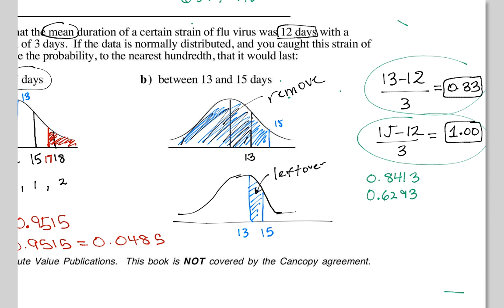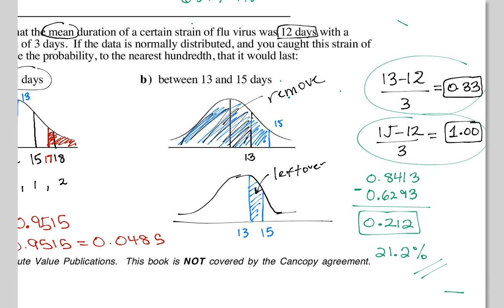I put the big one on top and subtract. Say that again for me. 0.212. Gorgeous. So this is the answer as a decimal, and to get the percent you multiply by 100. Very nice. So 21% of the data lies between 13 and 15.